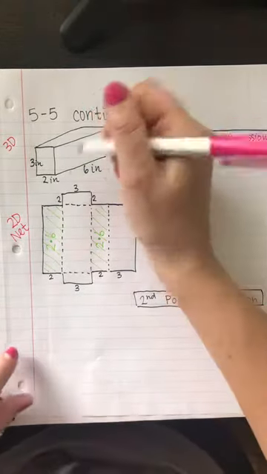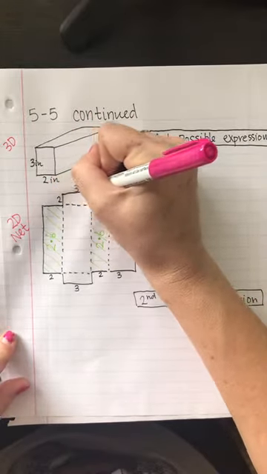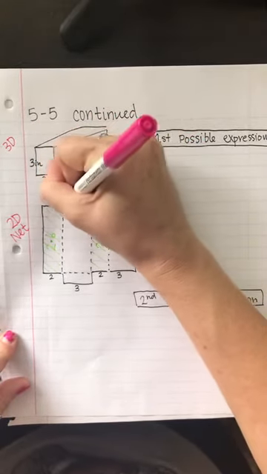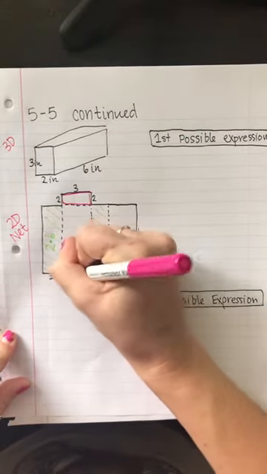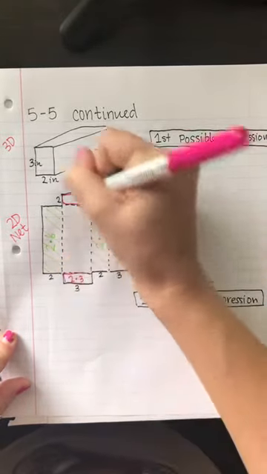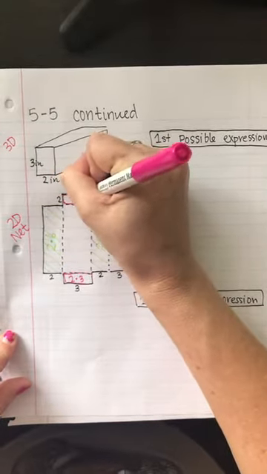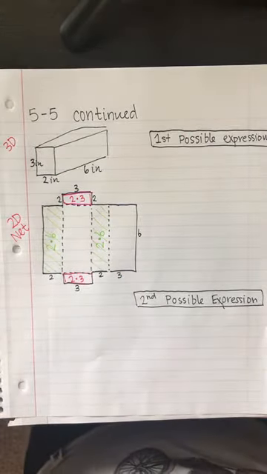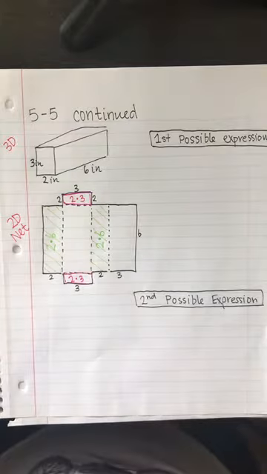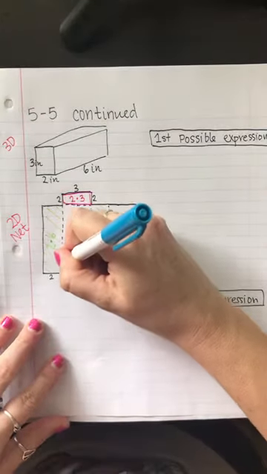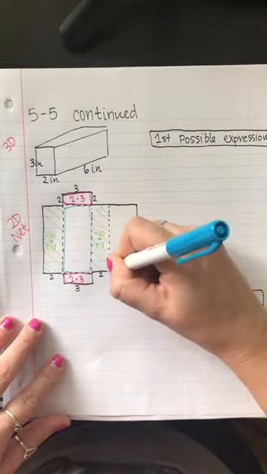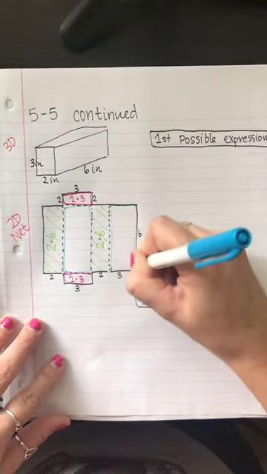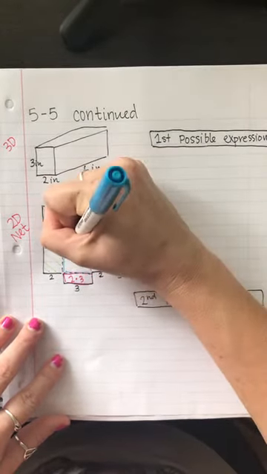I have these little ones. And they're 2 times 3. And then my larger ones, they are 3 times 6.